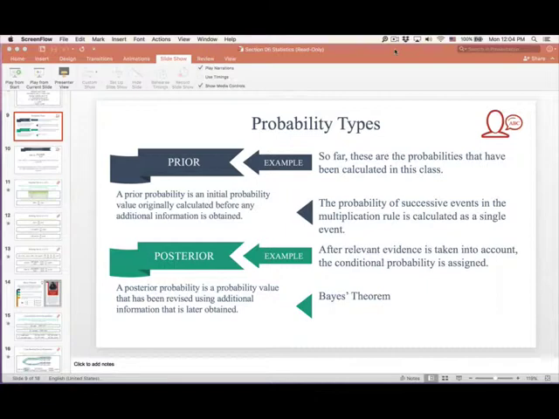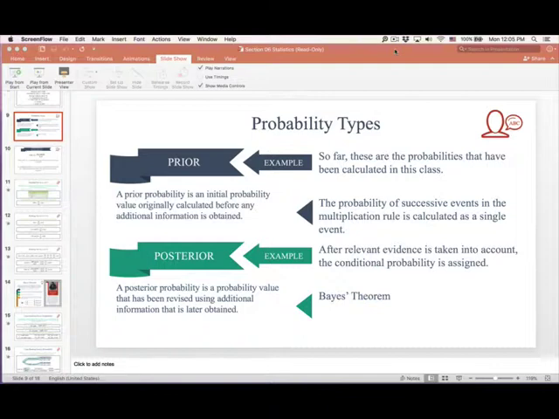In Bayes' theorem, we have two types of probability. One is the prior probability. This is an initial probability value originally calculated before any additional information is obtained. Just what we covered in these previous sessions, like the basic probability, addition rule, or multiplication rule. This is all the prior probability.